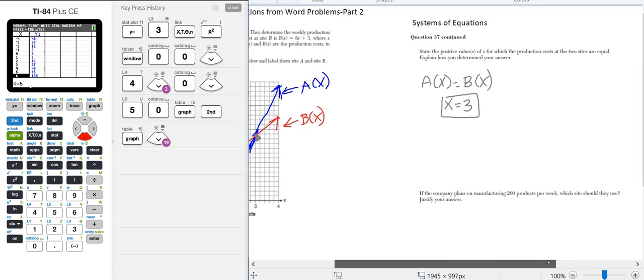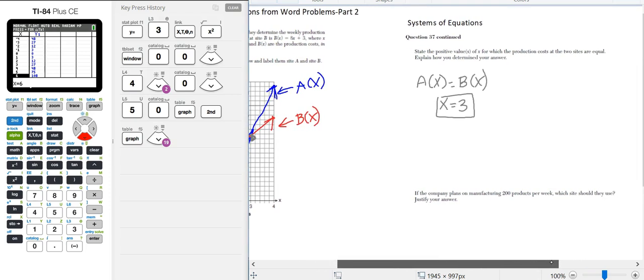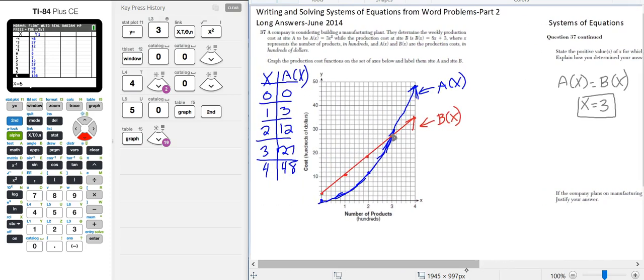The company plans on manufacturing 200 products per week. Which site should they use, and justify your answer? So the number of products is already in hundreds. So we're really looking at 2 because 2 means 200. So which one would be cheaper if we produce 200? It would be the blue equation. So it would be a of x.